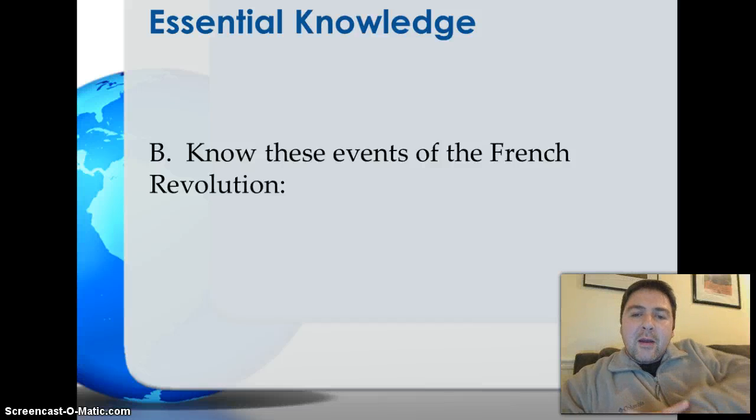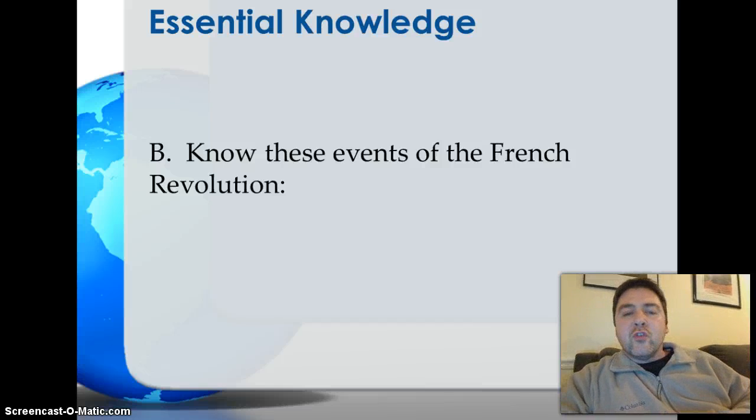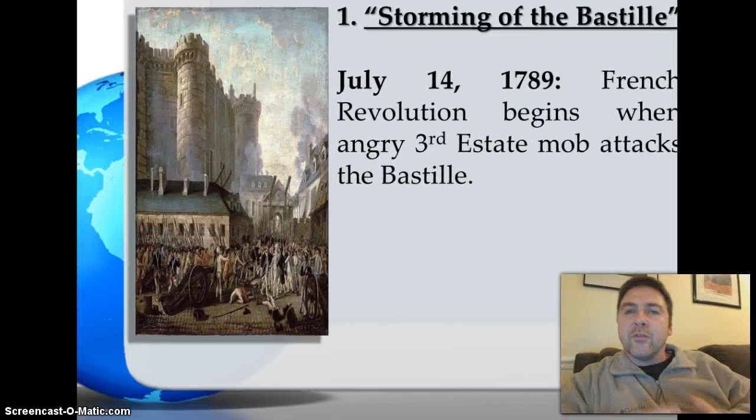Okay, some events of the French Revolution that we're responsible for. We have three events from the standards. The first is the event that causes the start of the French Revolution. The French Revolution begins on July 14th, 1789, with an event called the storming of the Bastille.